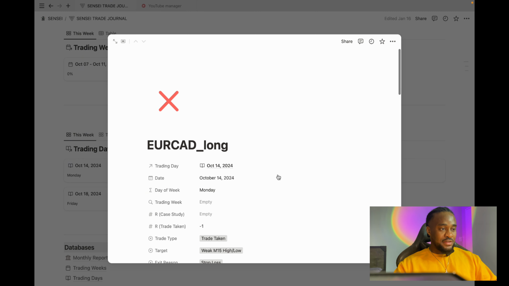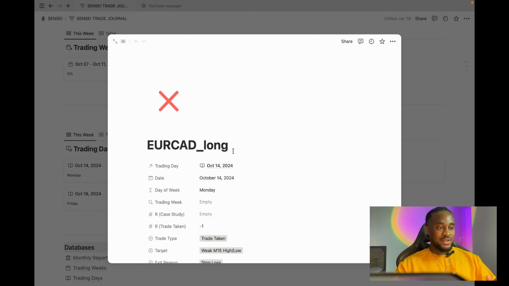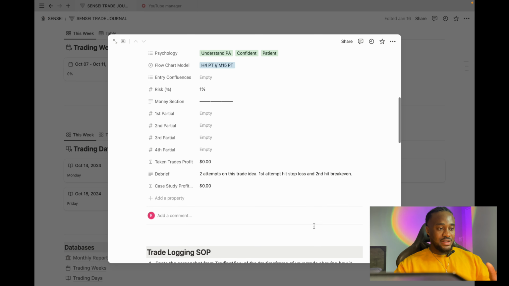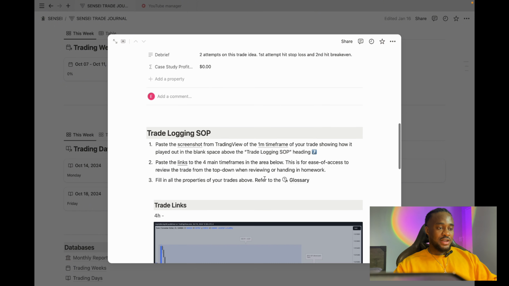So this is everything about how I log an individual trade. Right now we've just looked at this trade, Euro CAD long, that I took, and I took a loss. So this is everything that I input. Just to recap though, it was on a Monday. This is everything that I had to log in.